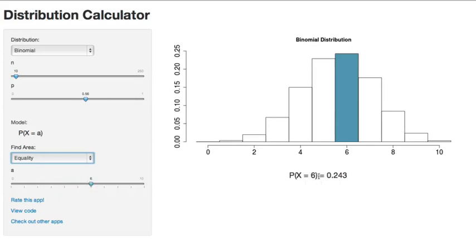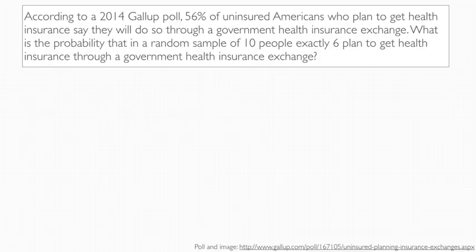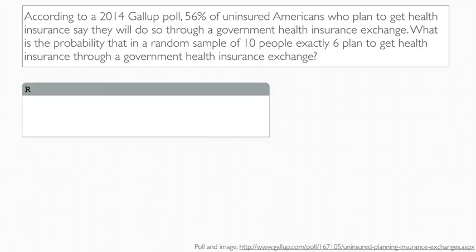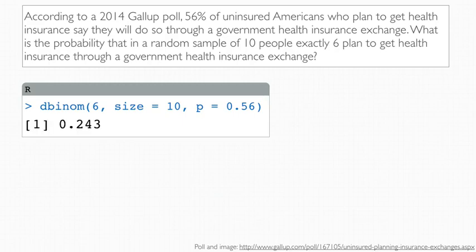So the probability of 6 successes in 10 trials, where the probability of success is 0.56, comes out to be 0.243, or 24.3% chance that in a random sample of 10 people, exactly 6 plan to get health insurance through a government health insurance exchange. Alternatively, using R, in the dbinom function, we set the number of successes, the first argument, to 6, the size to 10, and the probability of success to 0.56, and obtain the same answer, 24.3%.